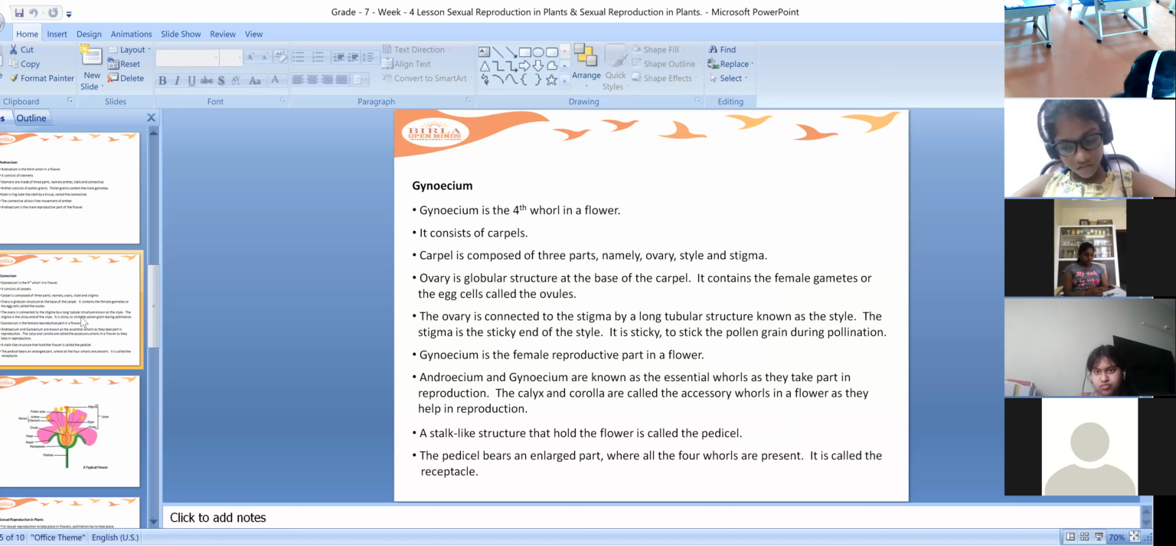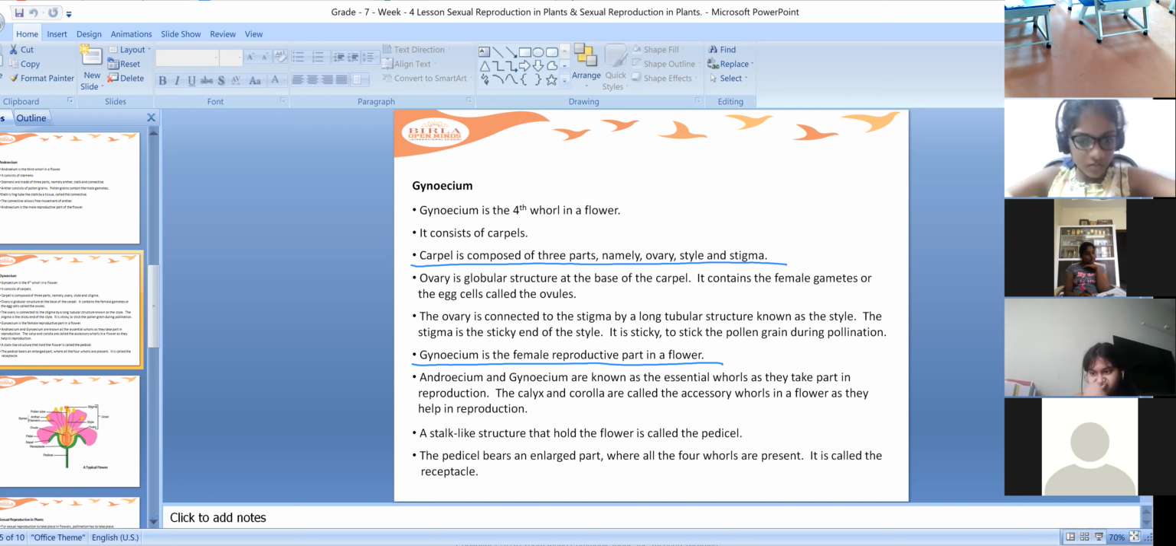Gynoecium is the female reproductive part in a flower. This is the point to remember. Okay. Underline this also. Carpel is composed of three parts, namely ovary, style, and stigma.